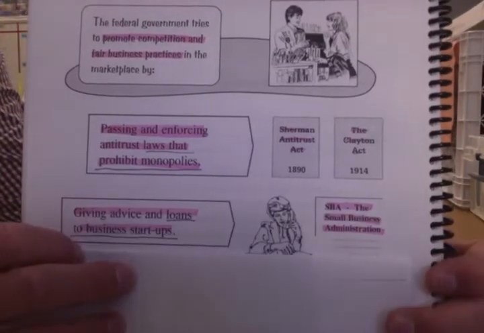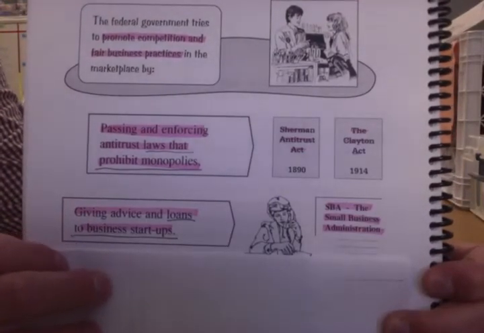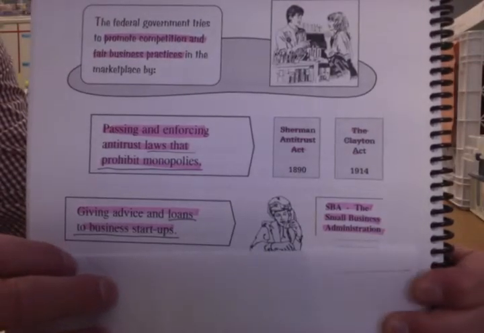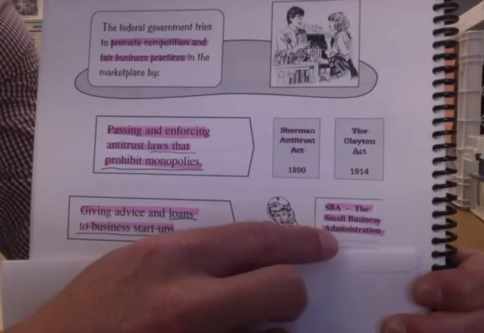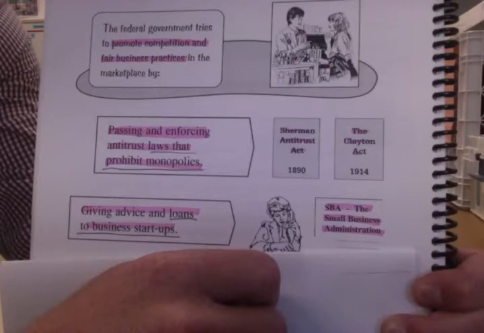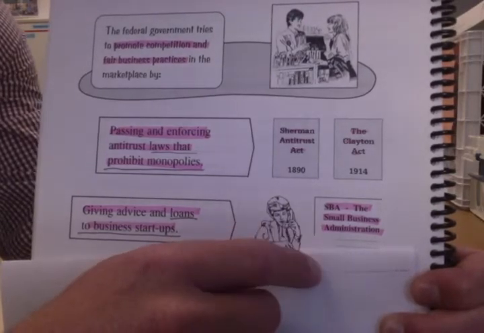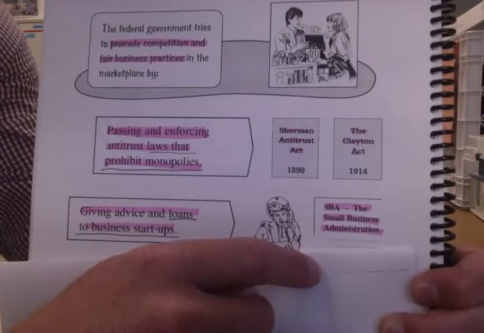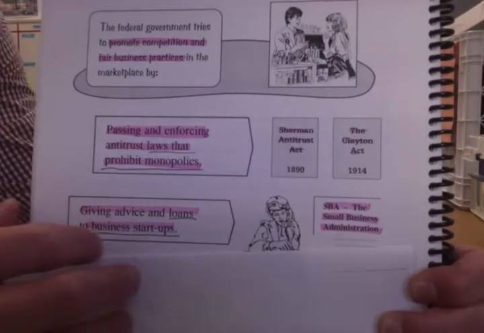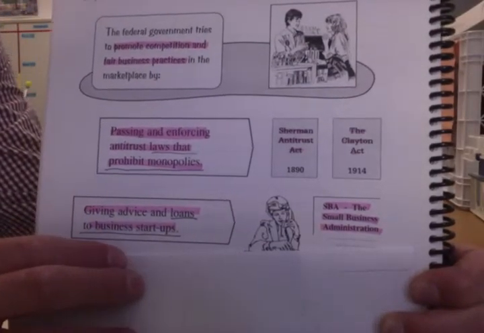Another way the government promotes competition is by giving advice and loans to small business startups. Okay, this is something you always hear a lot really recently with politicians. They've always been talking about how small businesses are great for the economy, how they help keep America's economy going, and they're all for the small business. And that is true. This is great for the economy because if you just have Walmart controlling all the prices and all the products, okay, it's not necessarily going to have the best quality or the best price.